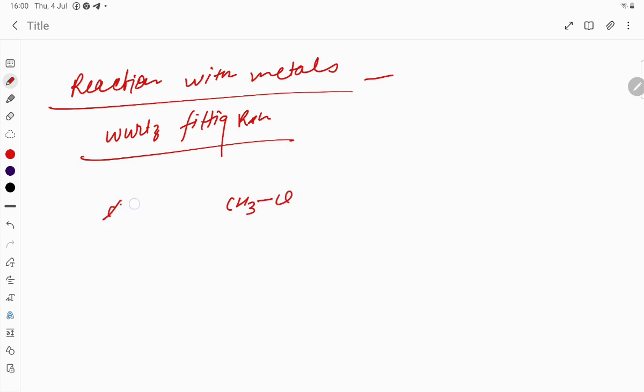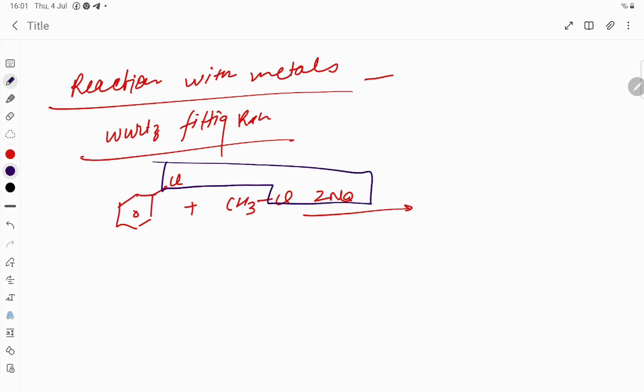Fittig means you have to take, student, the chlorobenzene. So suppose you are treating chlorobenzene. You take sodium, student. Here 2 sodium is required. So this is all going to be replaced, student. Minus 2 NaCl is out, and methylbenzene is what it is going to give.